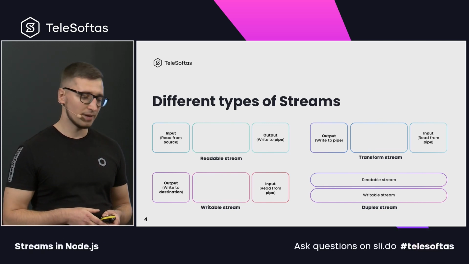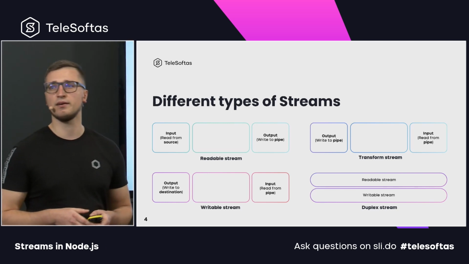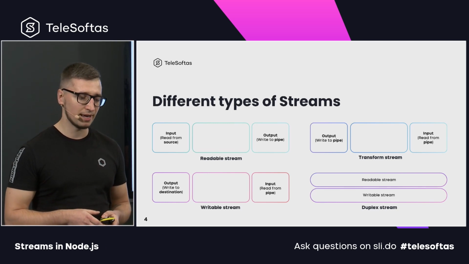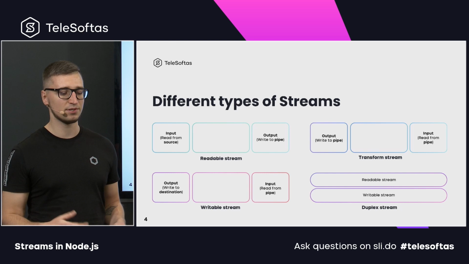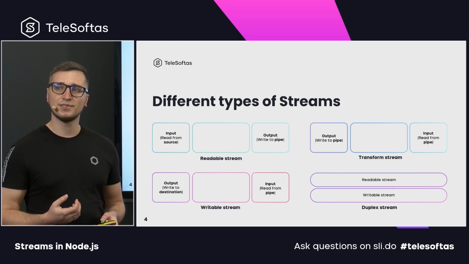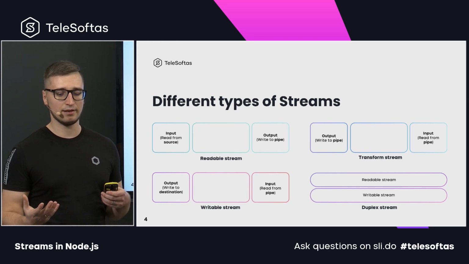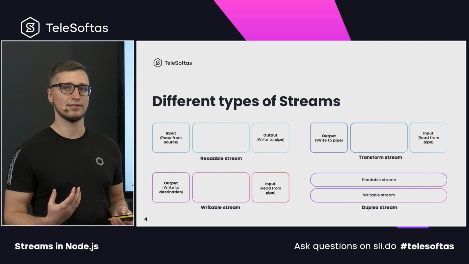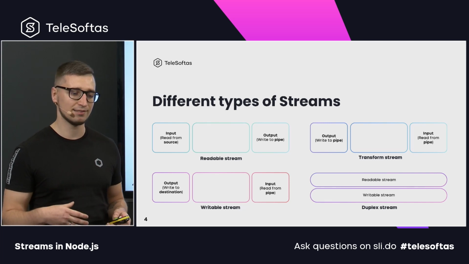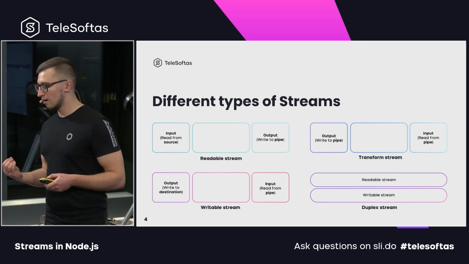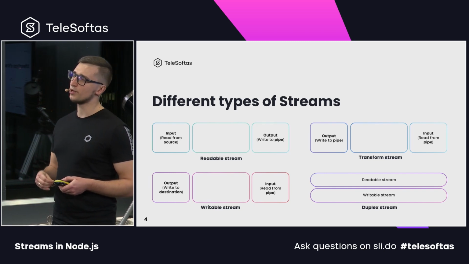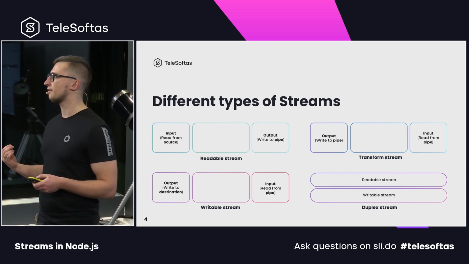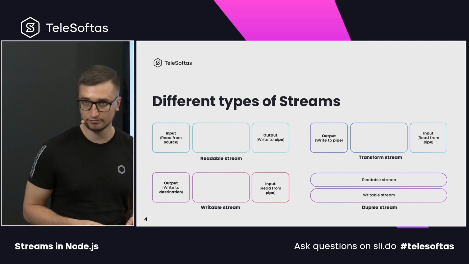And last but not least, we also have another type of stream, which is called Duplex stream, and Duplex stream is really important because it's a combination of readable and writable stream at the same time, which means that we can think of a duplex stream as a stream which has a portion of functionality of readable stream and a portion of functionality of writable stream.